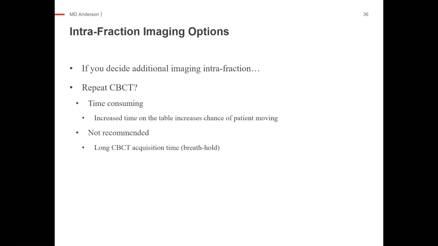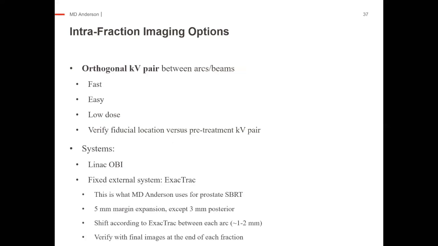If you do decide to do additional imaging between arcs or beams, you have to decide what you're going to do. You could repeat the cone beam, but that's increased time on the table. It's a long acquisition time for minimal gains. If you took your kVs or MVs after your cone beam before, you should know where your bony landmarks or your fiducials are. So you can just take another set of them and verify that position versus your pre-treatment kV pair. If you do an orthogonal kV pair, it's fast, it's easy, it's low dose. You can either use the onboard imaging with your LINAC, or you could have an external system such as ExacTrac. This is what we use for prostate SBRT. We typically have 1 to 2 millimeter shifts. We take snaps, they're called. We take snaps after each arc and also a final one at the end of each fraction.